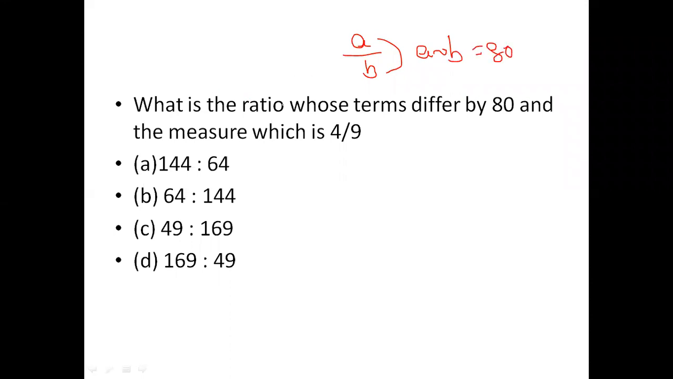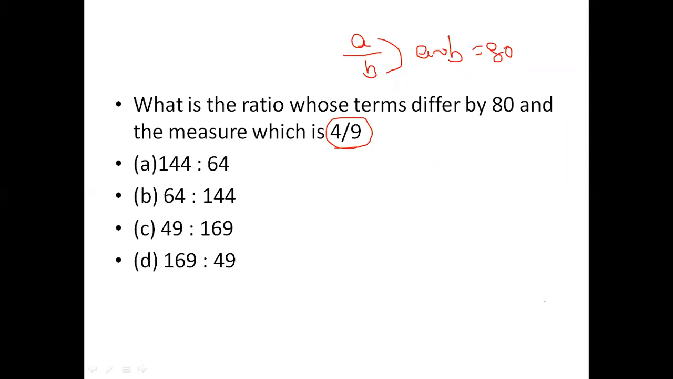Okay. And measure which is 4 by 9 means the measure means the ratio. The ratio is nothing but 4 by 9. So if you simplify the numbers, that should be in the value of 4 by 9. If you find the difference between numerator and denominator, that should be equal to 80. So there are two clues to find out the answer. Please don't solve for all the options. Here there is a chance to eliminate few options.